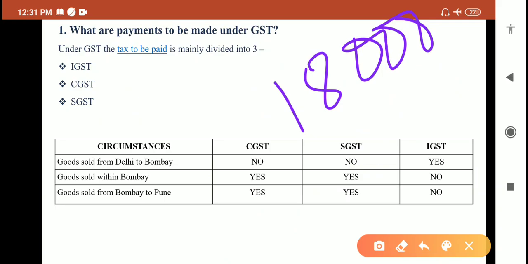I think you might have understood this concept with an example. The concept is simple: whenever the transaction is made within the state, CGST and SGST are applicable, payable to the state government as well as the central government. If an interstate transaction happens, then IGST is applicable, and that IGST is payable only to the central government. I hope you understand. Then we'll go to the next.